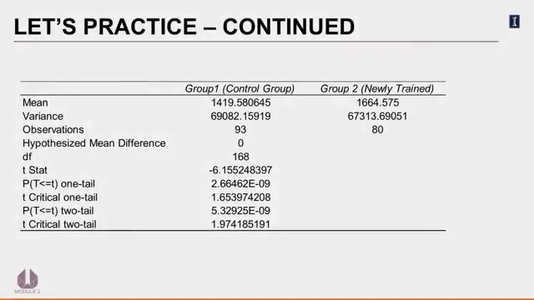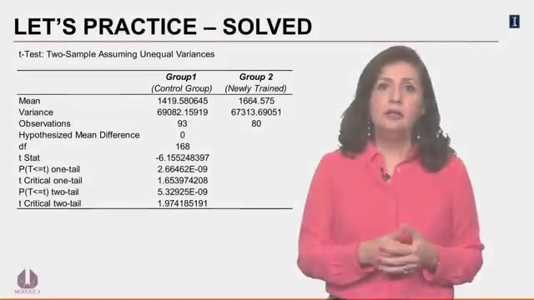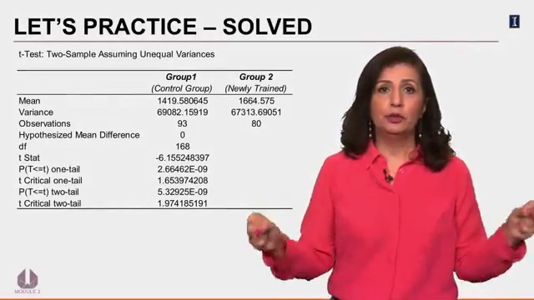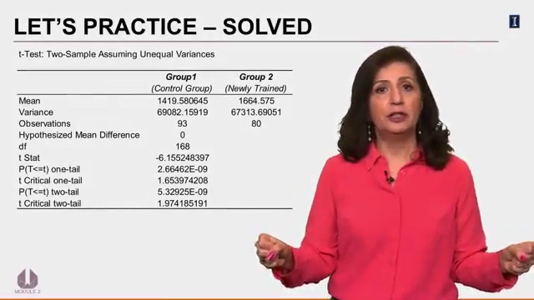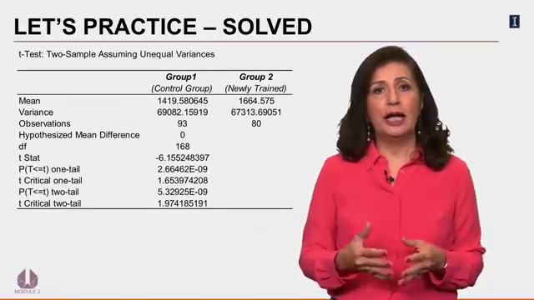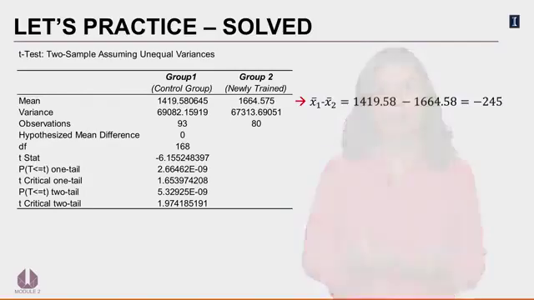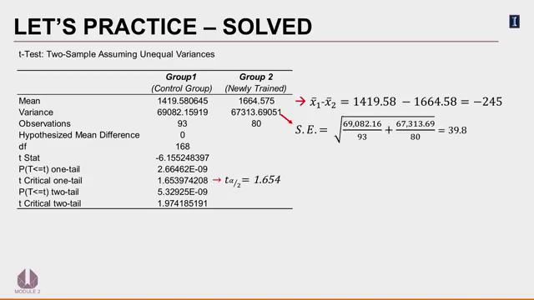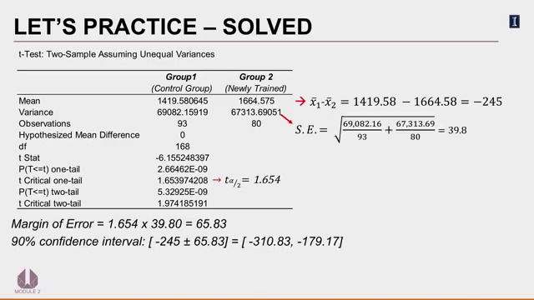Use this output for calculating the 90% confidence interval. Again, for the confidence interval, the 5% will be in both tails. Thus, the confidence interval we calculate here is 90%. First, here's the difference between these two samples. Here's the t of alpha over 2. And here is the standard error. And now we can calculate the margin of error to be 65.83, which makes the 90% confidence interval to be negative 310.83 to negative 179.17.